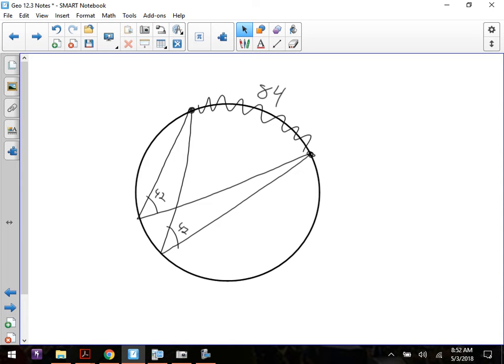Well, if I double the angle to get the measure of the arc, if I double 42, I get 84. You're taking it too far.